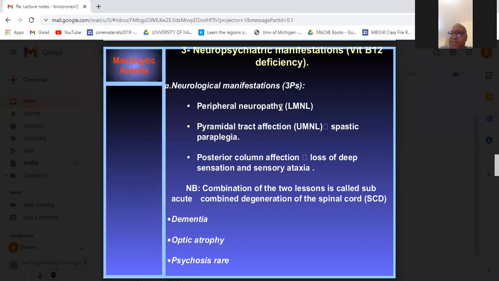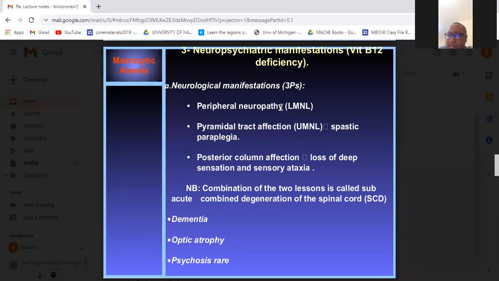So the other manifestations are neuropsychiatric manifestations in B12 deficiency. Here you have peripheral neuropathy. They present with lower motor neuron defects. On the legs and the hands, they feel numbness and tingling sensations. That's peripheral neuropathy. It can present with pyramidal tract affection, what they call spastic paraplegia, when it's quite severe.